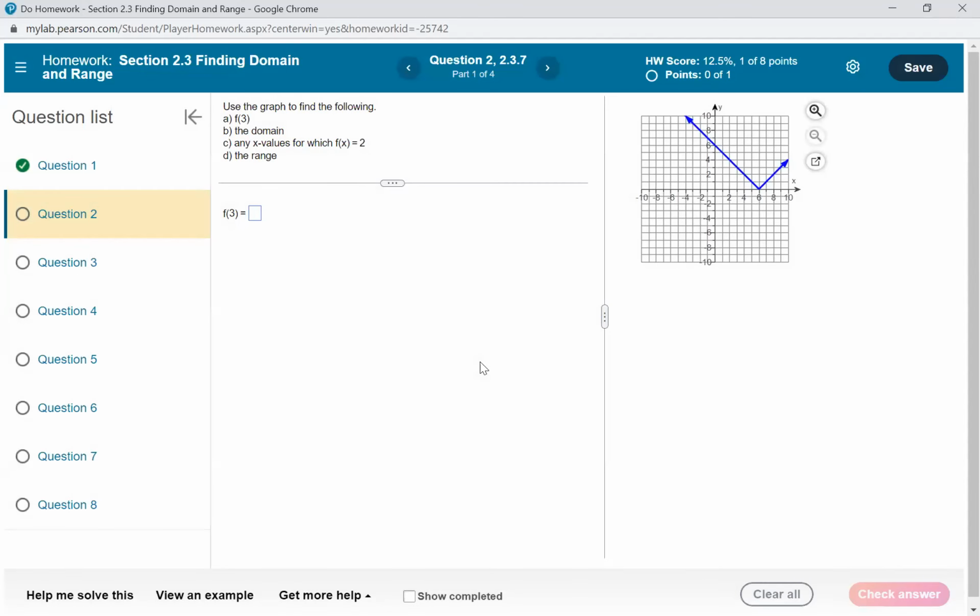So the second one has the graph over here with a V-shaped line on it. So I'm going to zoom that in just a little bit so y'all can see it better.